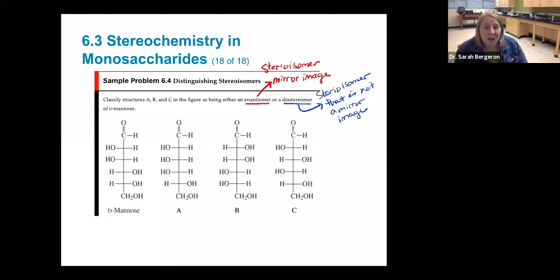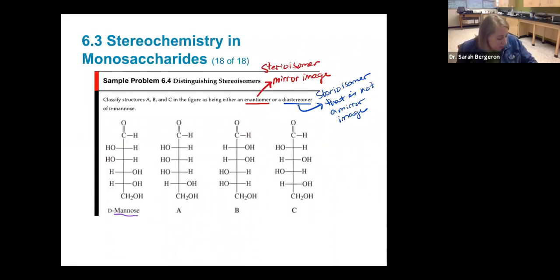So I know an enantiomer is a stereoisomer that is a perfect mirror image, where everything is just flip-flopped. A diastereomer is when at one or more of our chiral centers we have a flip-flop, but not all of them. Okay? So let's see what we get.